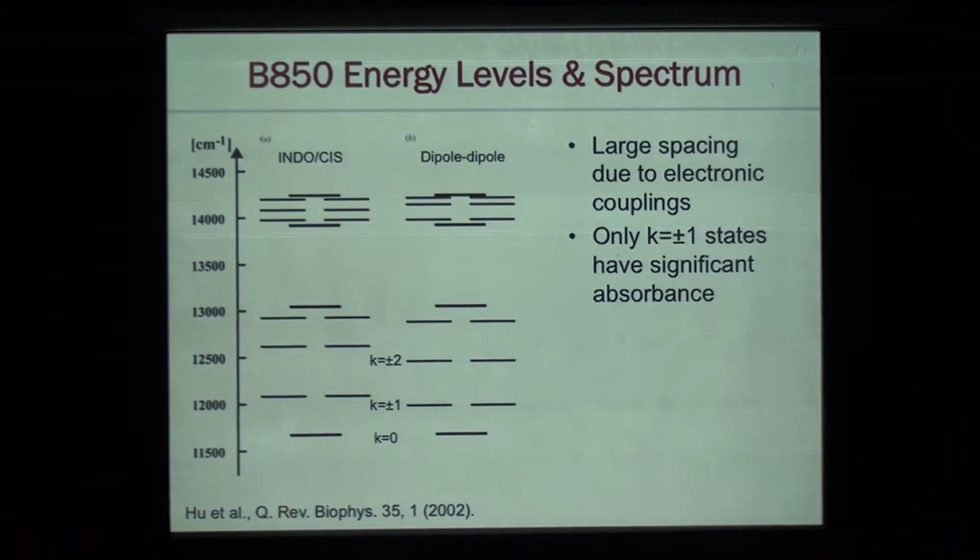If we overlap this with the B800 and B850 absorption spectrum, you see that the B850 absorption is coming from these two K = plus/minus 1 states here. All those other states are dark states by their ring-like symmetry. Although the static disorder or distortion in the ring will give some oscillator strength to the other states, those are small, not significant.